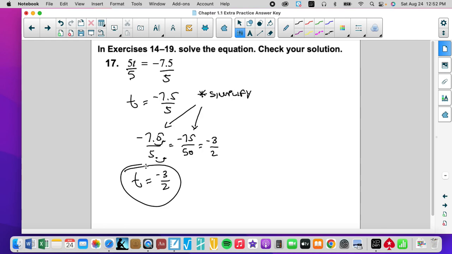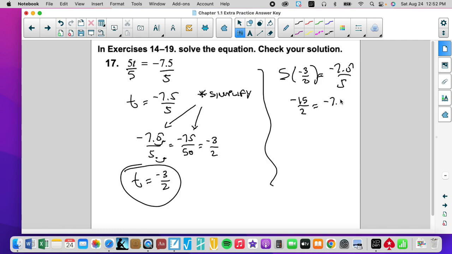Some of you came up with negative 1.5. I'll accept that, okay. So we're going to check. 5 times negative 3 halves equals negative 7.5 over 5. So I can't cross cancel. I get negative 15 over 2 equals negative 7.5 over 5.